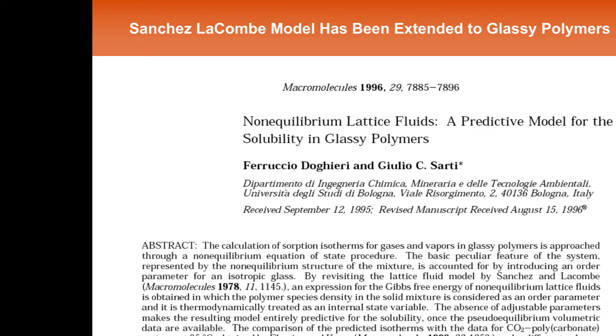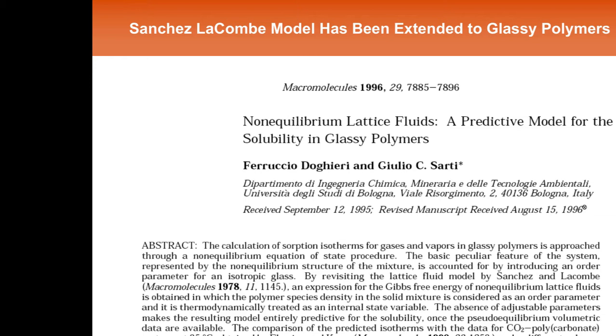And so what Sarti and Doghieri did was they started from the basic expression for the Gibbs free energy in the Sanchez-Lacombe model, and instead of differentiating it and setting that derivative to zero to get an equation of state that would give the density as a function of temperature and pressure, that would be for an equilibrium material, they plugged the experimental density that was measured for the polymer, the out of equilibrium density, into this expression to calculate the free energy, and then took the derivative of that free energy with respect to the number of moles of penetrant to calculate the chemical potential of penetrant inside the polymer.